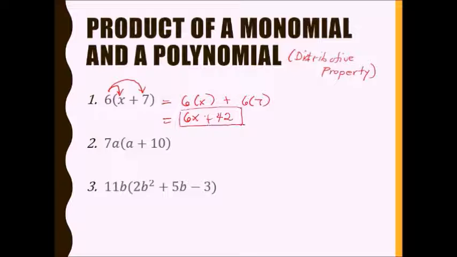Okay, so for the next one, we have 7a times a plus 10. So 7a and a, a times a, pareha silang tig-isa doon. So it's a squared. So 7a times a is 7a squared. Again, product rule. Copy the base, add the exponents. Then 7a times 10, just multiply the numbers and copy the base a. So 7 times 10 is 70, then copy a.